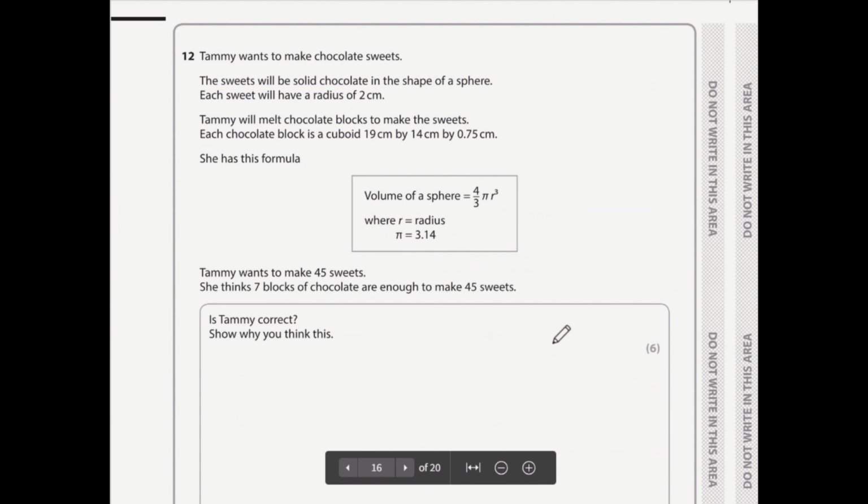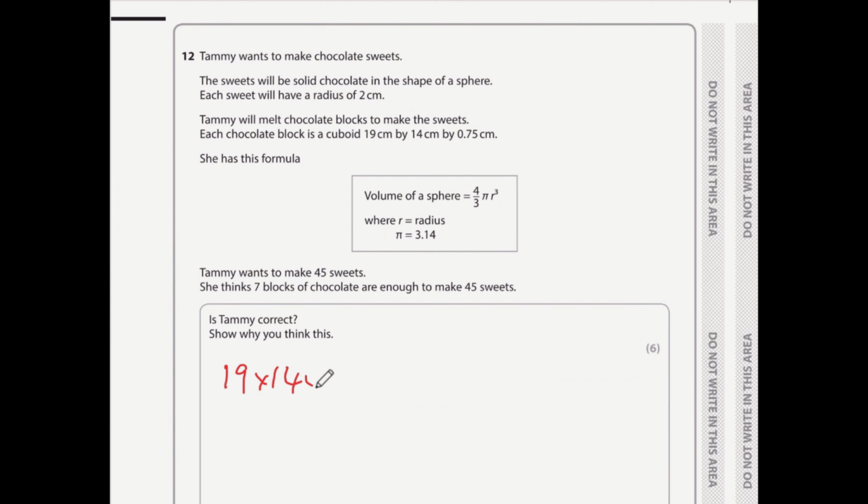Okay, and the final question, question number 12. So the first thing I'm going to do is work out the volume of 7 chocolate blocks. So one chocolate block is going to be 19 times 14 times 0.75, but there are 7 of them, so I'm going to multiply all of that by 7, and that comes to 1396.5, and that is going to be cubic centimetres of chocolate.